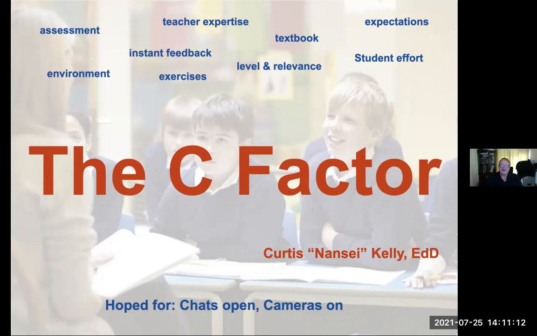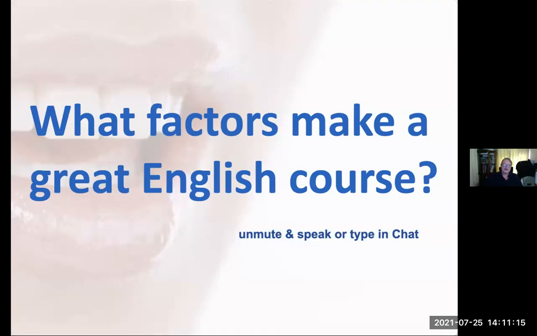Okay, so the C factor, let's start with, you've all had those really good English classes where everything jives and the students are learning and they're making progress. Everything's going well and the things that you made are working out. What makes that happen? Of course, there's many factors, but please feel free to unmute or type in the chat. What factors make a great English course?